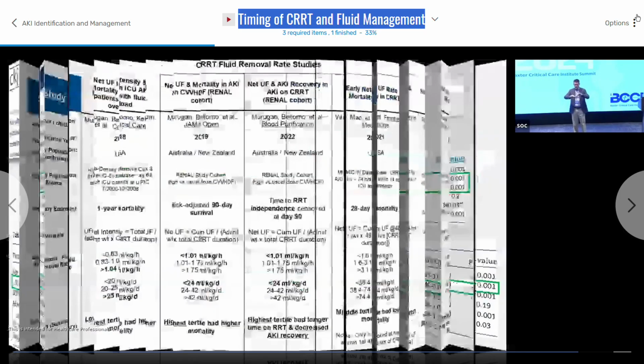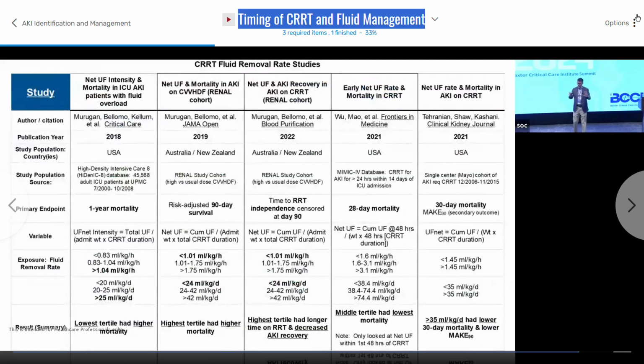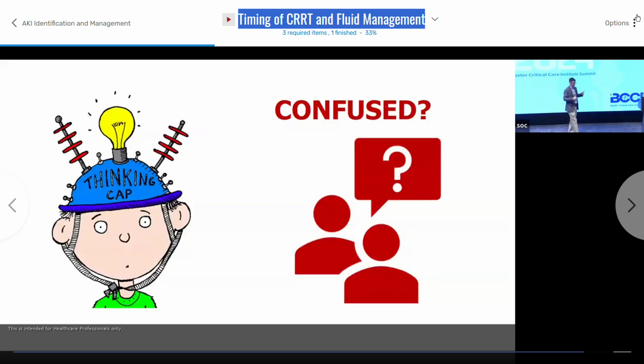Okay? So, in summary, we have 5 trials that use different studies and different metrics, but none of them looked at actually how much fluid the patient was getting in. Some of them showed that more fluid removal was bad. Some of them showed more fluid removal was good. Okay? So, are you confused? Okay?